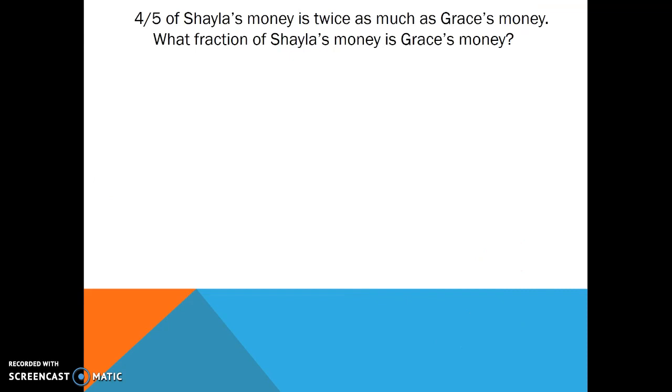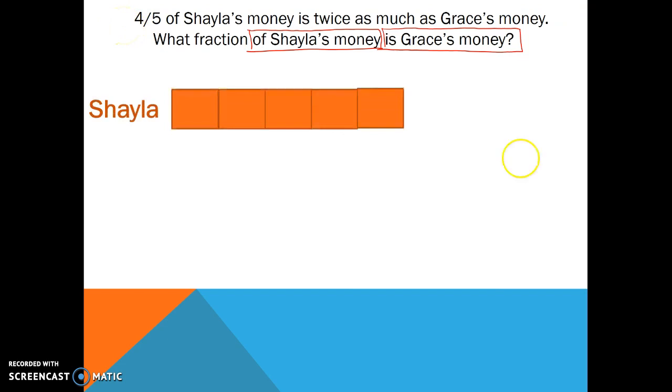4/5 of Shayla's money is twice as much as Grace's money. What fraction of Shayla's money is Grace's money? We're looking for a fraction of Shayla's money is Grace's money. So hopefully you can see that the "of" and "is" statement in there will tell us what needs to go on top of our final fraction. But again, this has a lot of information in it. So let's pick it apart. So we've got 4/5 of Shayla's money, twice as much as Grace's money.